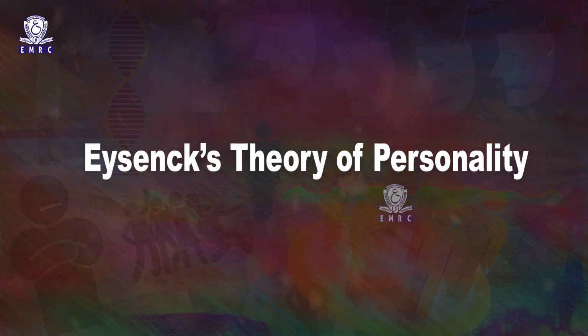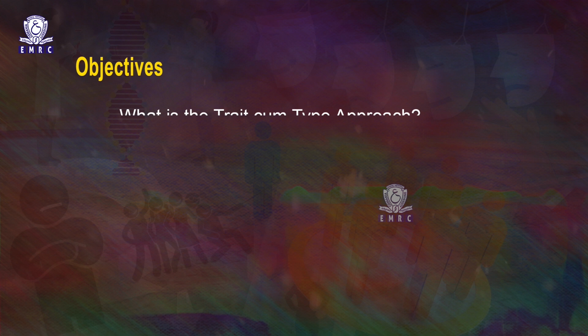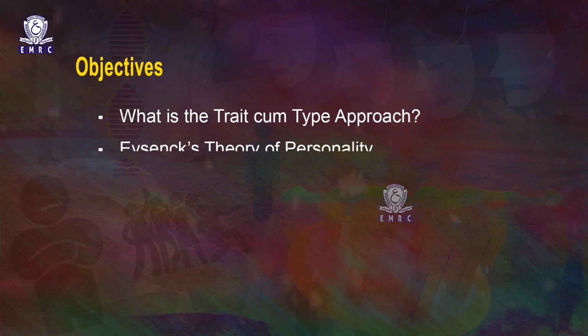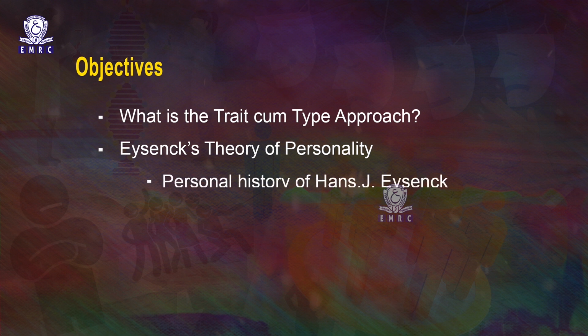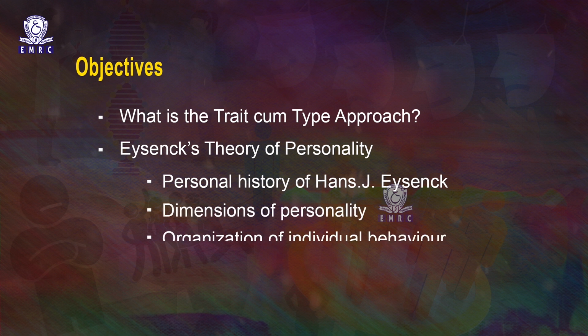Today we are going to talk about Eysenck's theory of personality. Eysenck's theory of personality is known as trait-cum-type theory. The main objectives in this lesson are basically to understand what is the trait-cum-type approach. We are going to specifically study Eysenck's theory of personality. Under this, we will know about the personal history of Hans J. Eysenck, dimensions of the personality proposed by Eysenck, and organization of individual behavior.